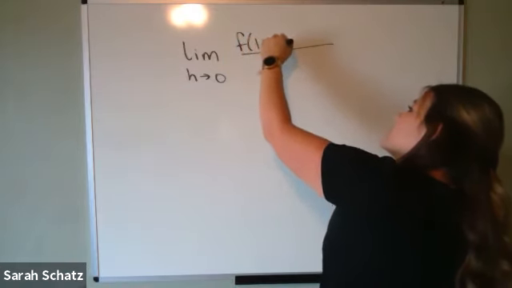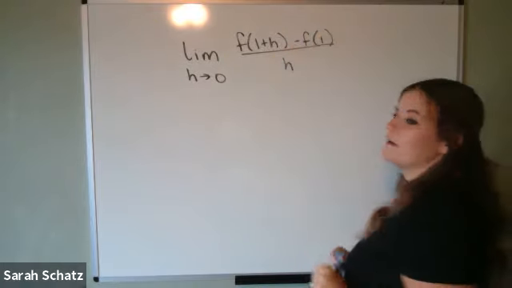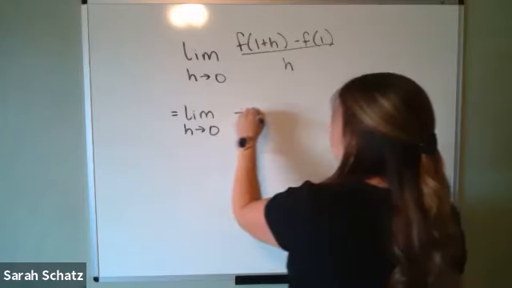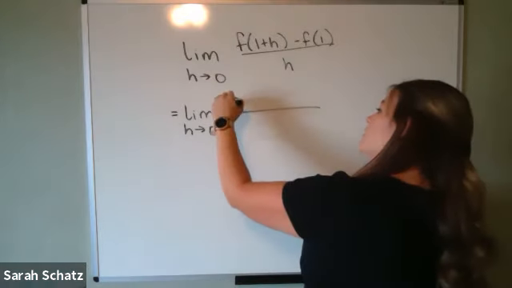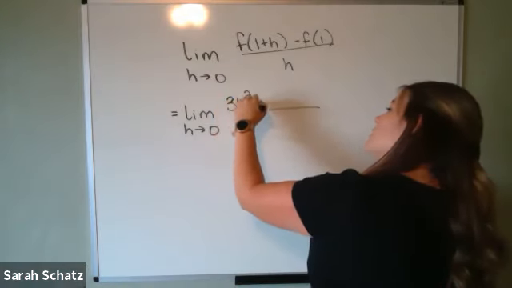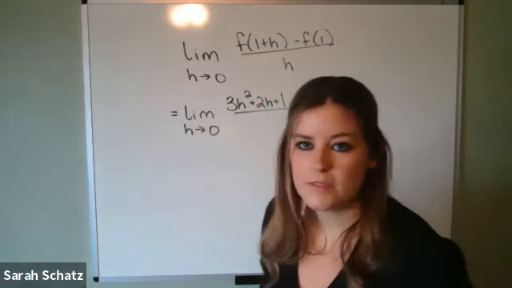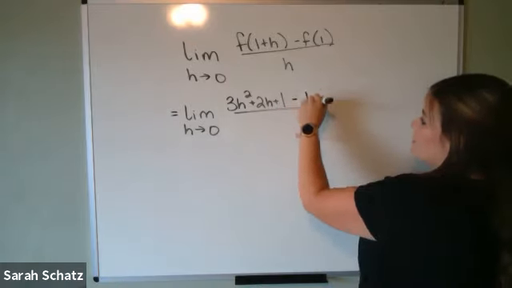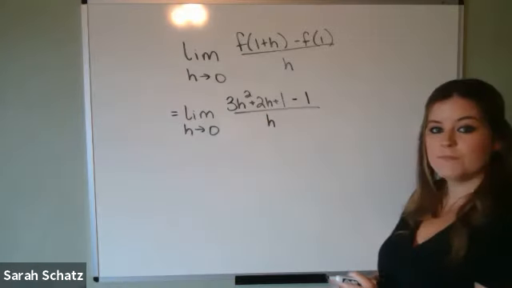This is where we were. Now I can plug in those values. So I have the limit as h approaches 0 of 3h squared plus 2h plus 1. It was plus 2. Yeah. And then minus f of 1, and that was just 1. So now I'm here, and that's all over h.